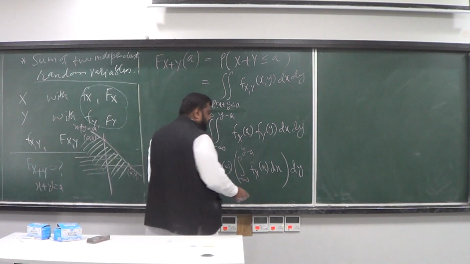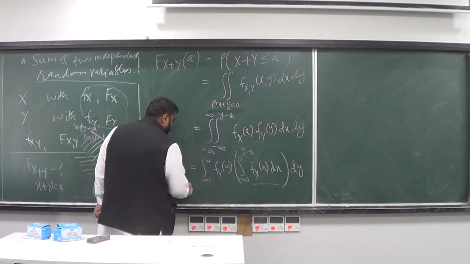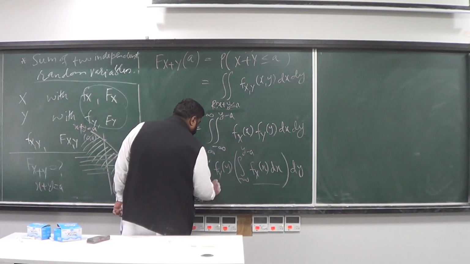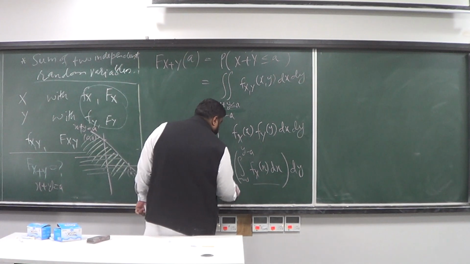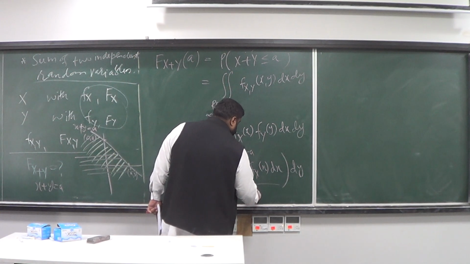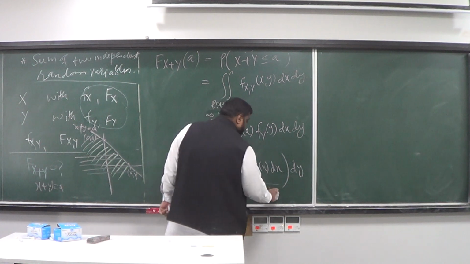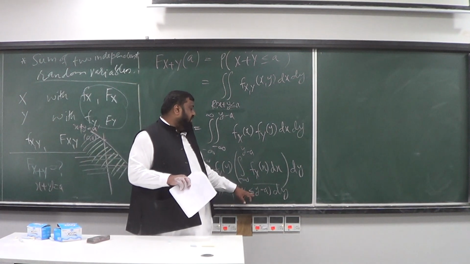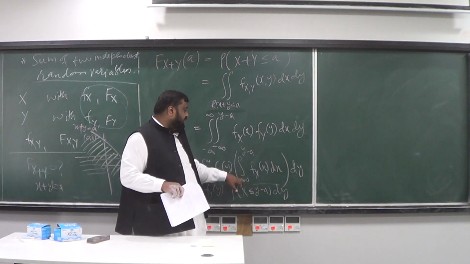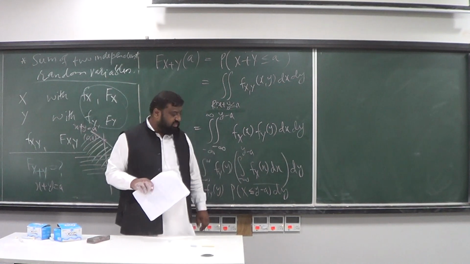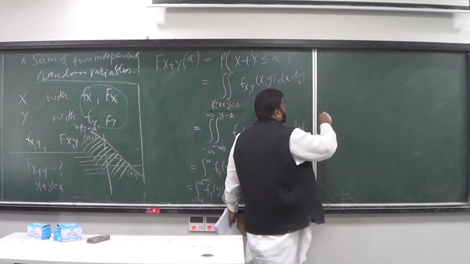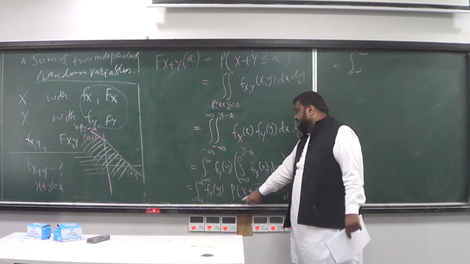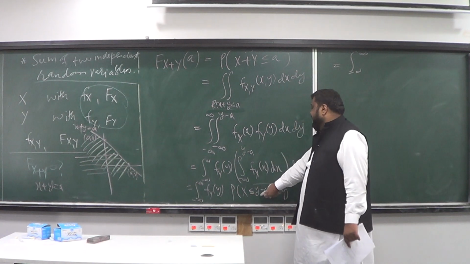But the question is, what is this? I mean, if you see, you can write this as Fy of y, and the probability that x is less than or equal to y minus a, dy. So what is the probability that x is less than or equal to y minus a? You integrate the p.d.f of x from minus infinity to y minus a. So hence, you can also write this expression finally as the c.d.f of x evaluated at y minus a.